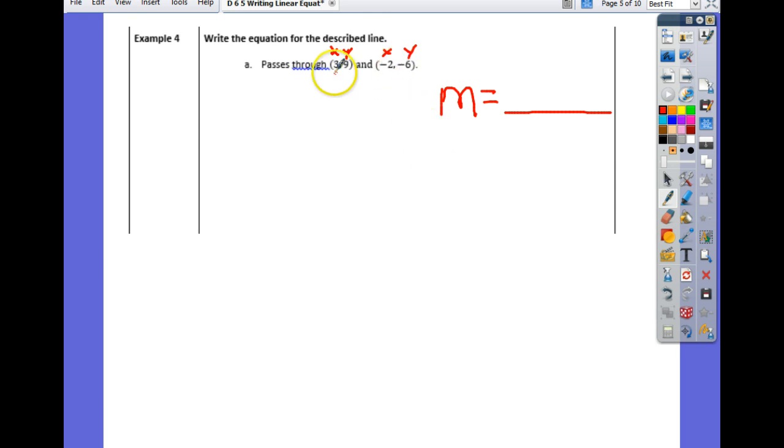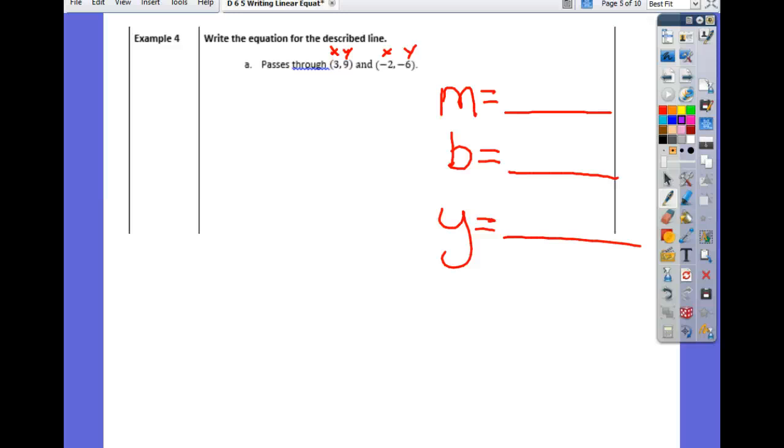Then you pick either pair you want. I'm assuming most people are going to use this one, 3 and 9. Why would I assume that? Because they're all positive numbers, but it doesn't matter. You'll get the same answer if you use this one. Find the b and then write your equation. All right, I'm going to give you a couple minutes to figure that out. Hold up your answers on your board.